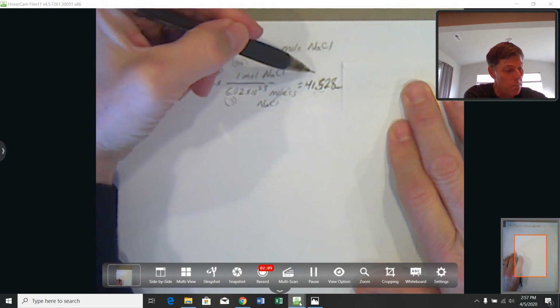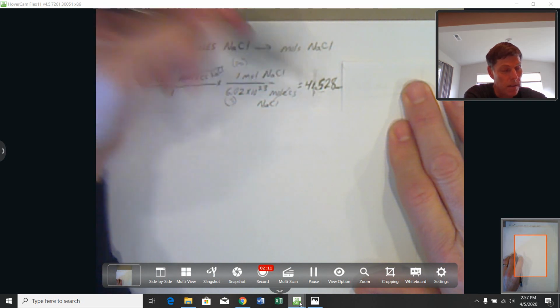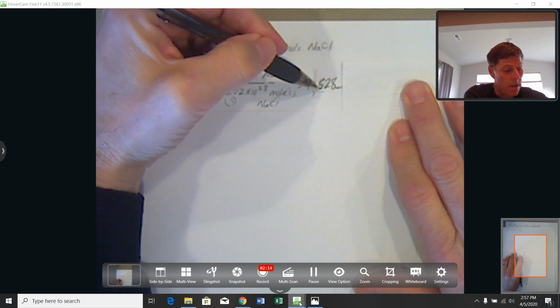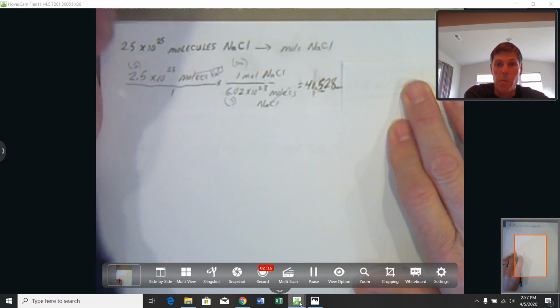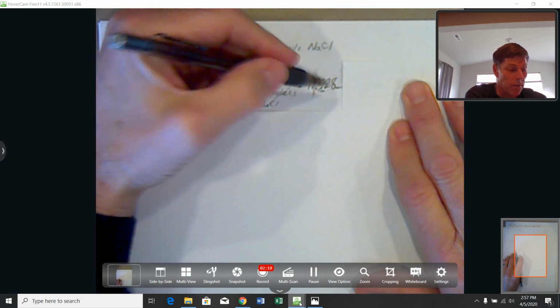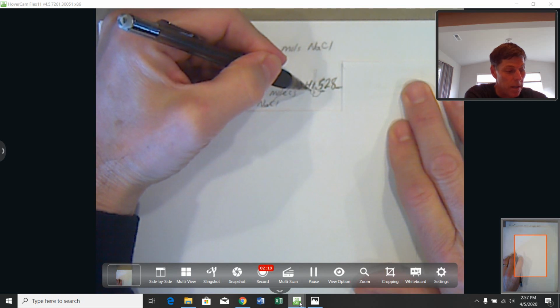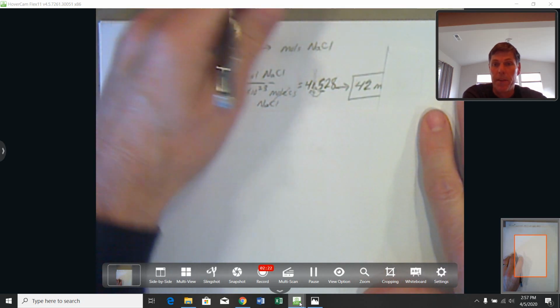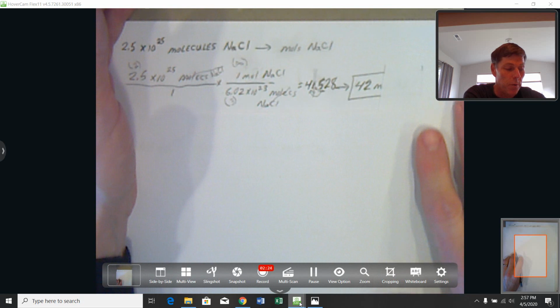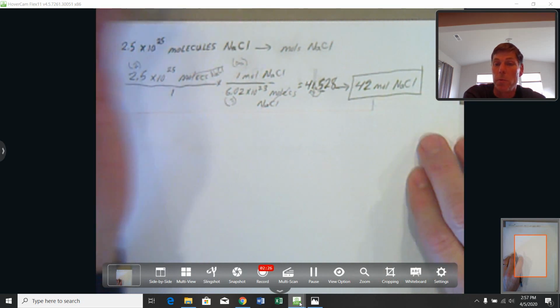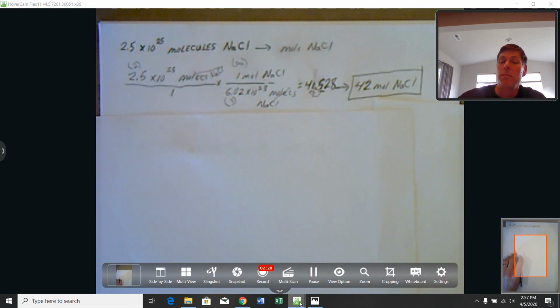1, 2, put a mark after that. Last one, we look 1 spot over. Remember, if it's a 5 or greater, it rounds up. So that 1 is going to round up to a 2. So our answer becomes 42. Then we have units in the formula, so it'd be 42 moles of NaCl.